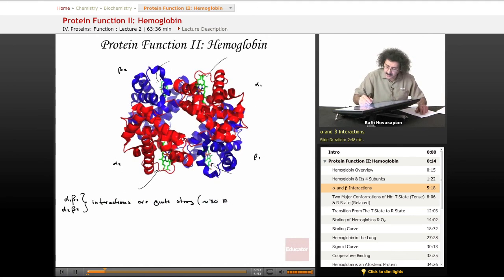You have about 30 amino acids between alpha 1, beta 1, and alpha 2, beta 2 that are interacting with each other. So 30 amino acids interacting, that's a pretty strong interaction. Now as far as the alpha 1, beta 2 and the alpha 2, beta 1 down here, the interactions in this region and that region there, they are less strong.